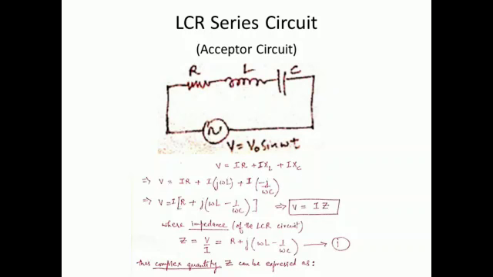So therefore V can be expressed as IR plus I j omega L plus I minus j by omega C, and therefore V is equal to I times R plus j omega L minus 1 by omega C, and therefore V can be expressed as I times Z cross, where Z cross, which is simply V by I, is the impedance of the LCR circuit, and this Z cross is a complex quantity which can be expressed as R plus j times omega L minus 1 by omega C, and let this be equation number 1.